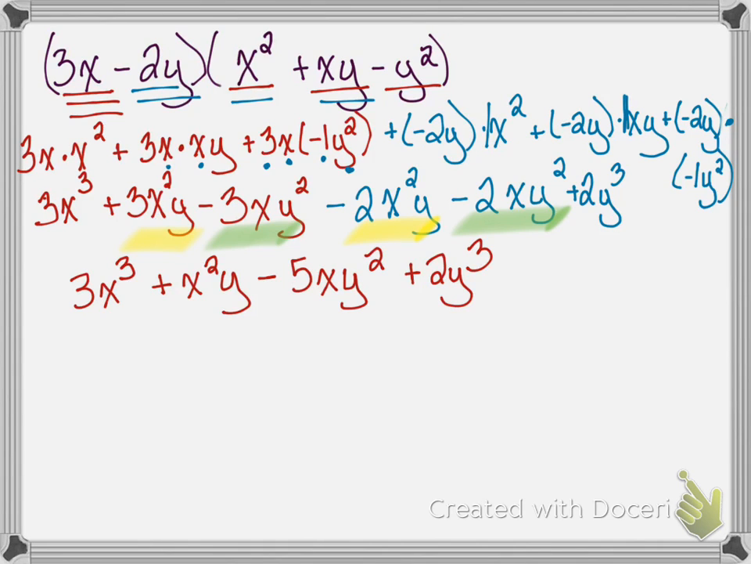Yes, ma'am? Is it okay to put the 2y third next to the 3x one? Yes, that's fine. Yeah, that's not a problem at all. You can have those in any order. As long as that negative stays with the 5, you're fine. Yeah, that's a great question.